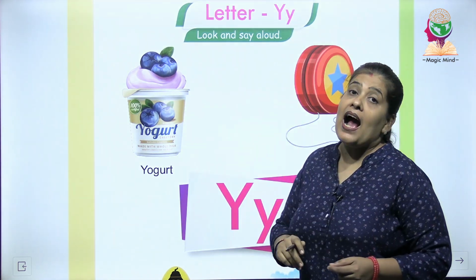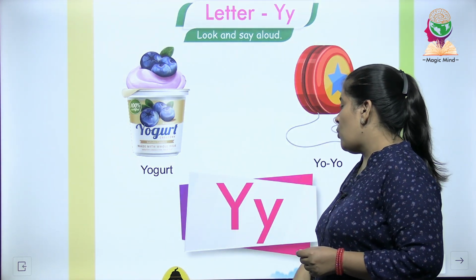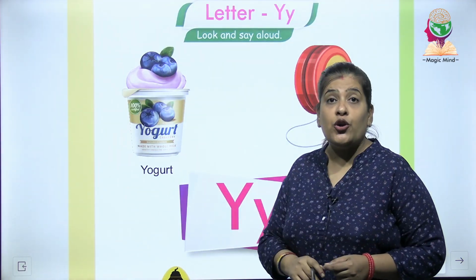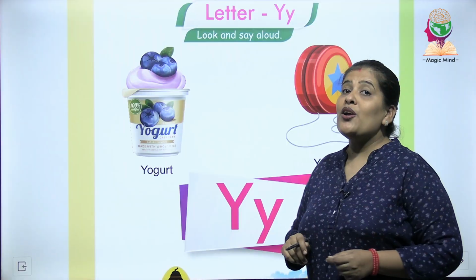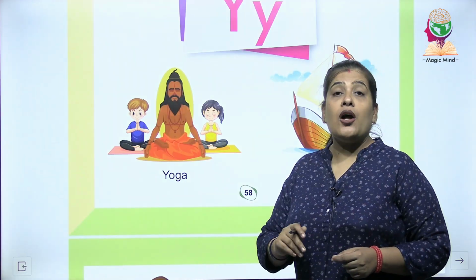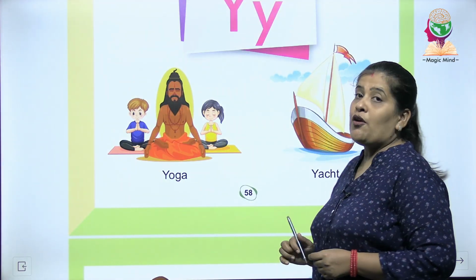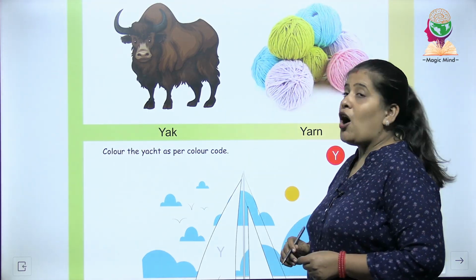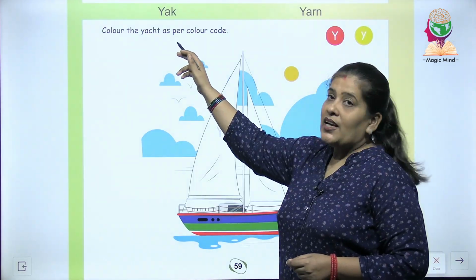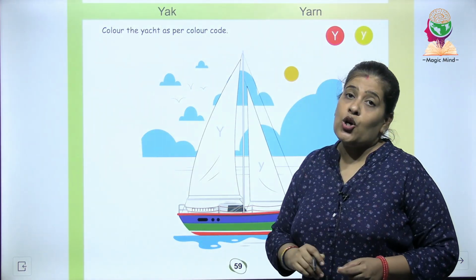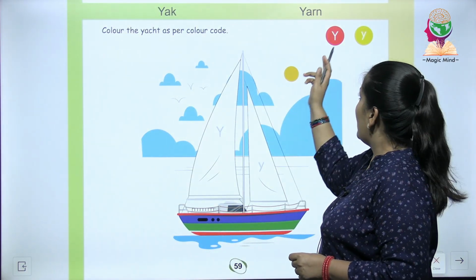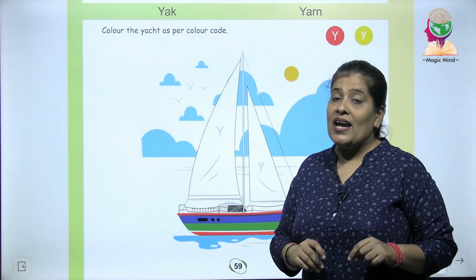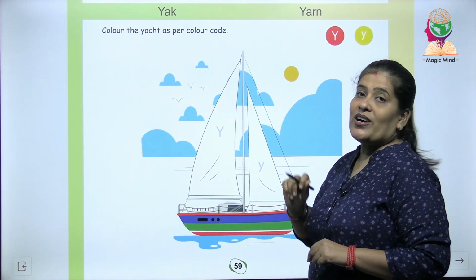Look and say aloud. This is capital Y and this is small letter y. Y for yogurt, Y for yo-yo, Y for yoga and Y for yacht, Y for yak and Y for yarn. Color the yarn as per color code. For capital Y, you will use orange color, and for small letter y, you will use yellow color.